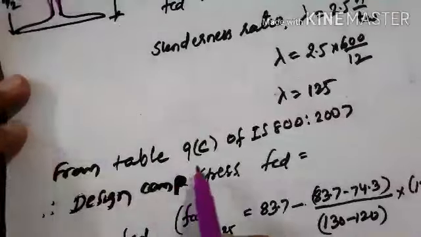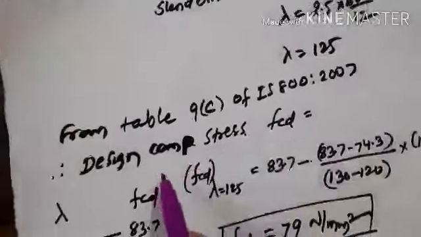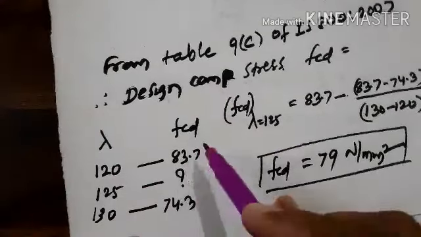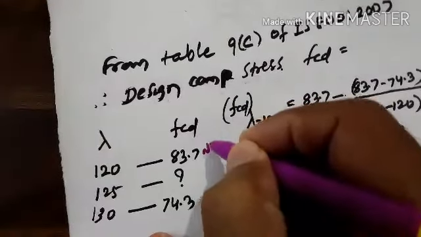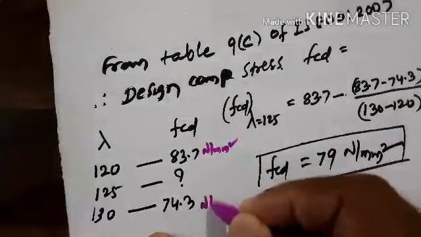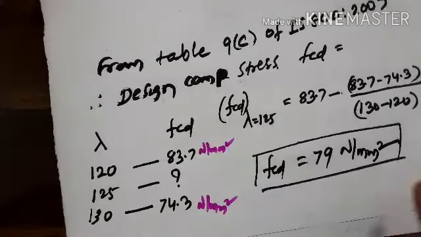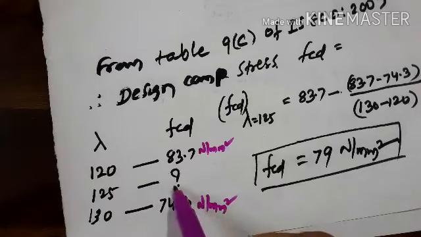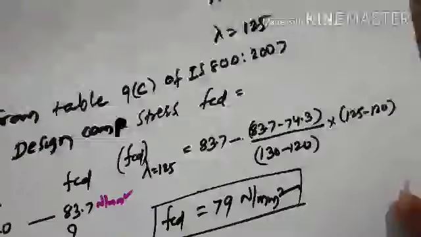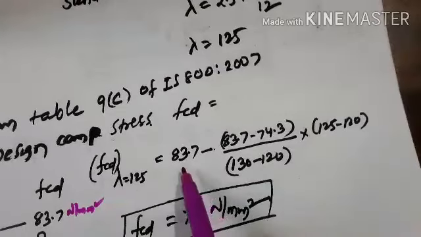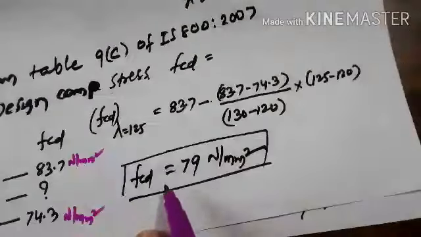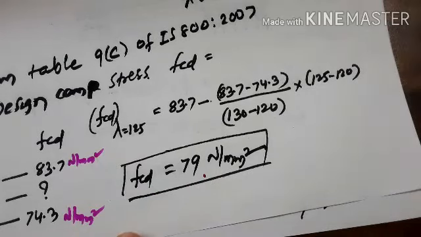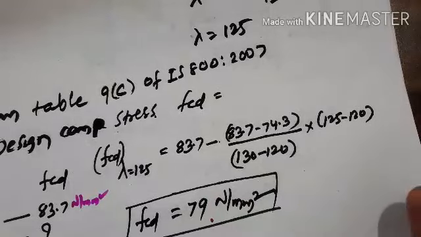So I have referred to Table 9C of IS 800:2007, where for lambda 120 the stress is 83.7 Newton per millimeter square, and for 130 it is 74.3 Newton per millimeter square. These are stresses. So for 125, how much? I interpolated, and here I got the design compressive stress as 79. I hope you have understood this one.